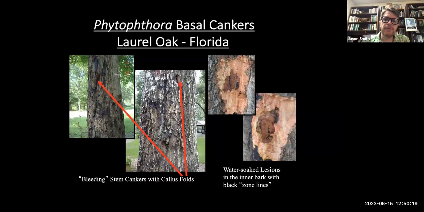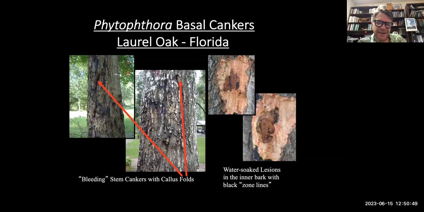I mentioned these Phytophthora cankers earlier when I was talking about sudden oak death. I should have put these with those photos, but there are some other Phytophthoras that can cause similar basal cankers, and here's what it looks like on laurel oak. You get these water-soaked lesions, and this is usually associated with trees that are somewhat stressed, older, kind of at the end of their lifespan in an urban landscape. Usually heavily irrigated settings is where we tend to see it.